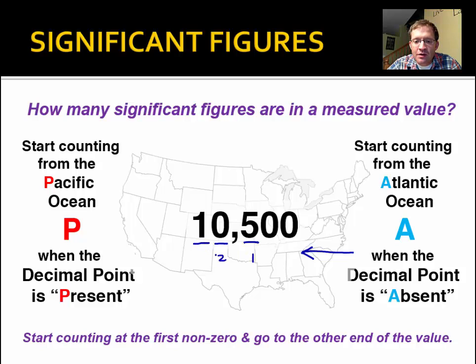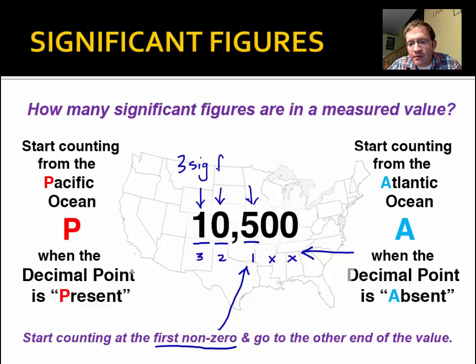1, 2, 3. Now I'm counting in reverse because I'm counting from right to left. I don't count this. I don't count this. I start with the first non-zero, okay, which is my 5 here, and go across to the other end of the value, counting everything else that's there. So 1, 2, 3 significant figures total. The 5 is significant, the 0 in front of it, and the 1 in front of it are significant. 3 significant figures in this value.